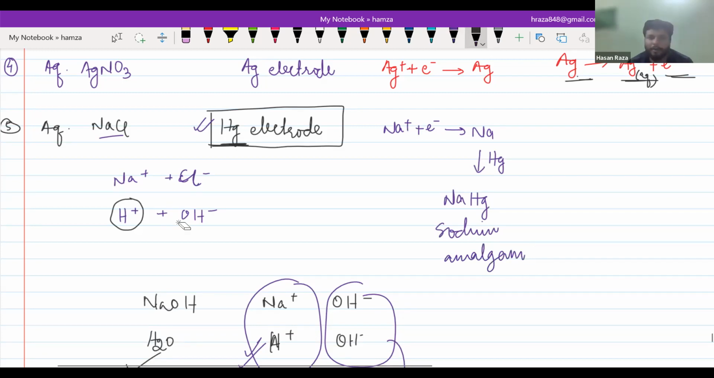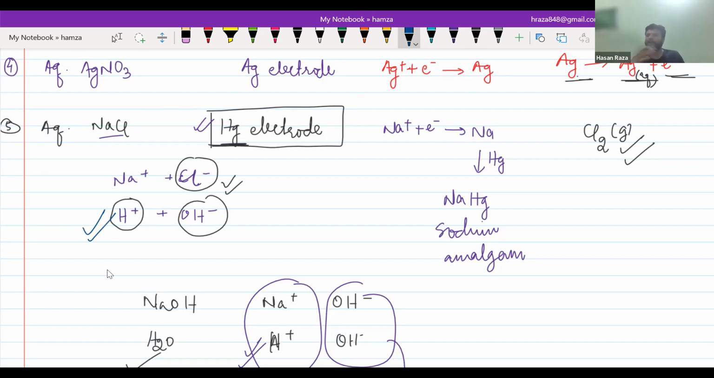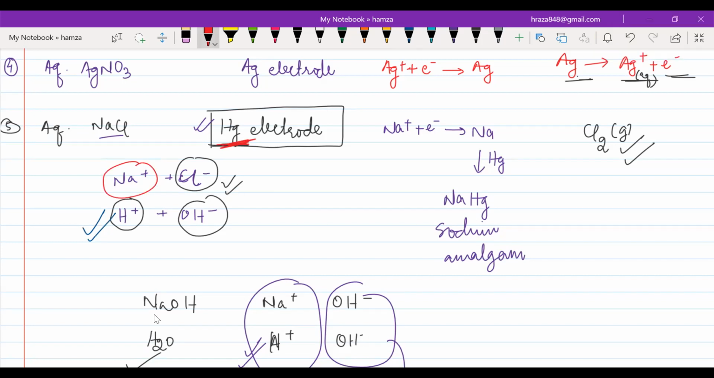And what about the anode? You know that for Cl minus and OH minus, the ease of migration of Cl minus is greater. That's why Cl minus will go to the anode and form Cl2 gas. Again, I'm going to explain. In all the examples for inactive electrodes, we were taking H plus according to the E naught R value. But here, as the electrode is active, Hg electrode, and sodium is highly soluble in mercury, Na plus will migrate towards the Hg electrode. So please write it. Okay.